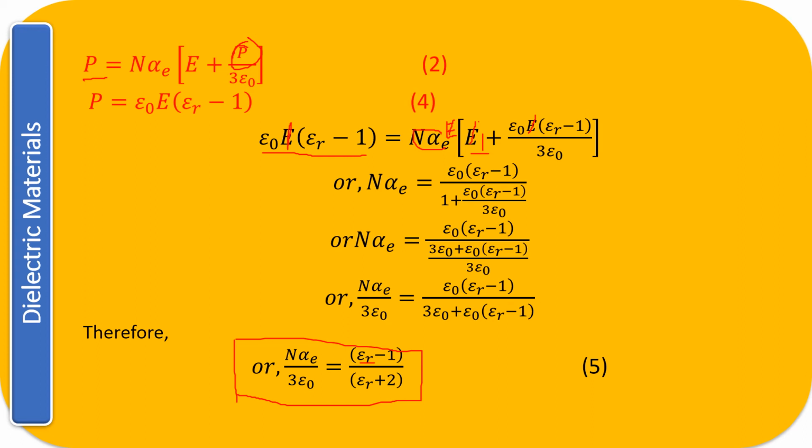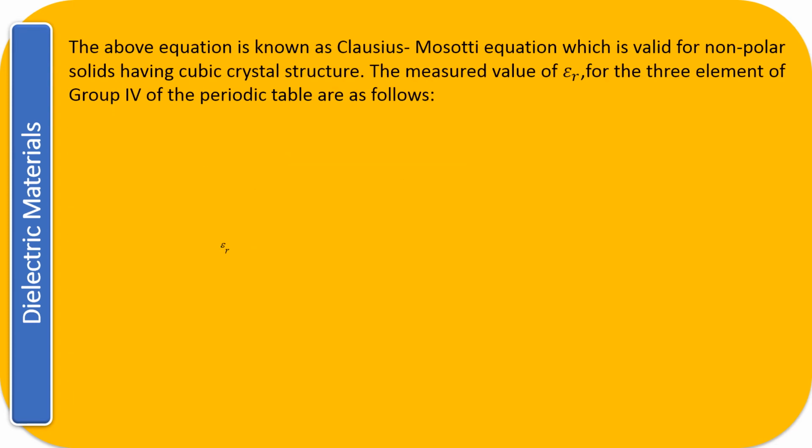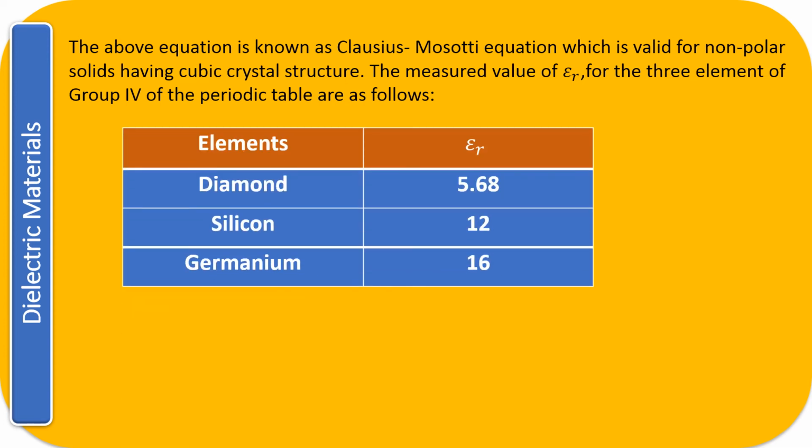Now we are moving to another topic, the dielectric constant. The above equation is known as the Clausius-Mossotti equation, which is valid for non-polar solids having a cubical structure. The measured values of epsilon r for the three elements that we discussed: for diamond the value is 5.68, silicon is 12, and germanium you will get 16. So these are your values of epsilon r if you calculate using the Clausius-Mossotti equation.